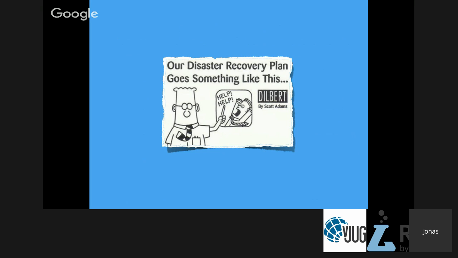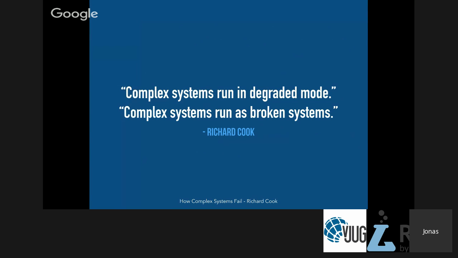Unfortunately, we often react like this. First not at all, and then with complete panic. And Richard Cook said in his great paper that I really encourage you to read, called How Complex Systems Fail, that complex systems run in degraded mode. Complex systems run as broken systems. And this is probably the most important quote in this whole talk.